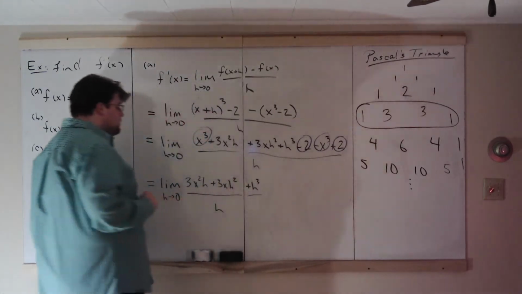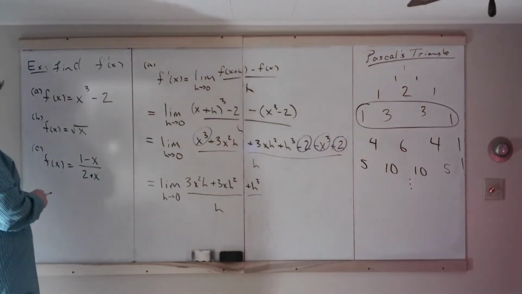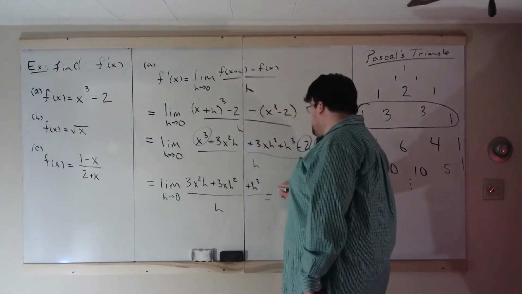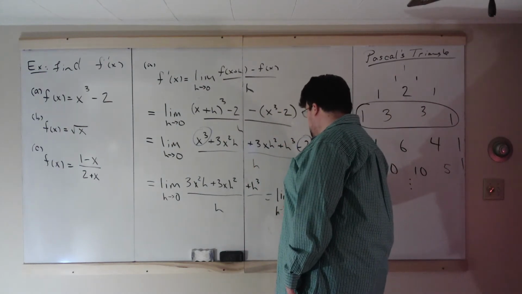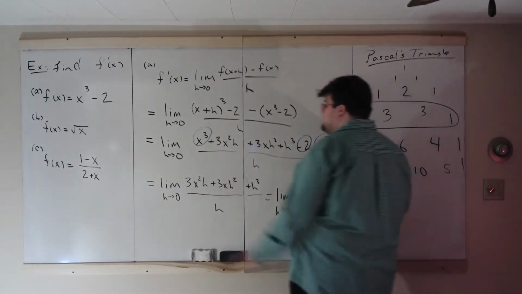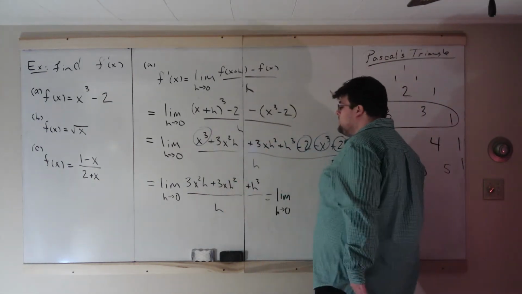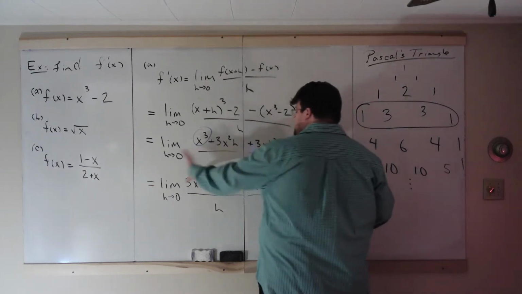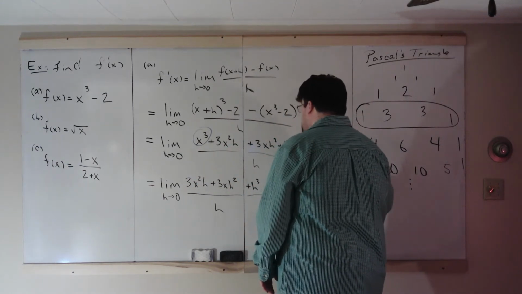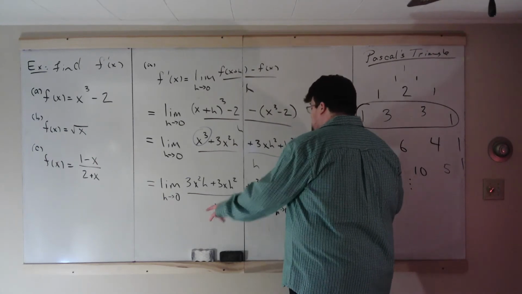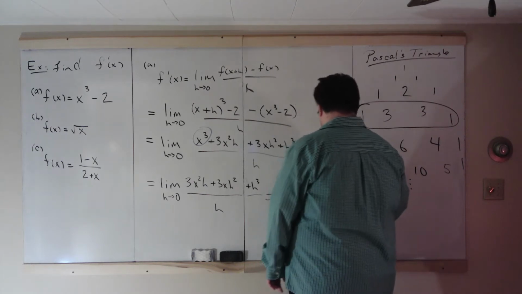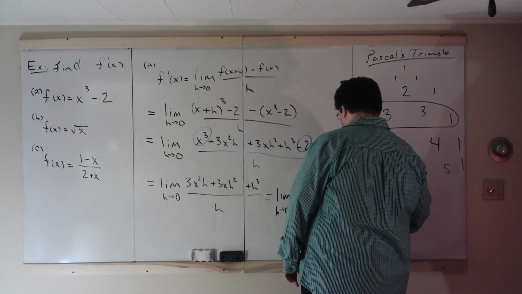plus 3x h squared plus h cubed, all over h. Well, again, if you let h equal 0, you're going to get a 0 over 0. But you'll notice that all of these terms have an h. So you can cancel an h from each thing. Or, again, alternatively, you could factor out an h on top, cancel the h's. Either way, you get to the limit as h approaches 0 of 3x squared plus 3xh plus h squared.